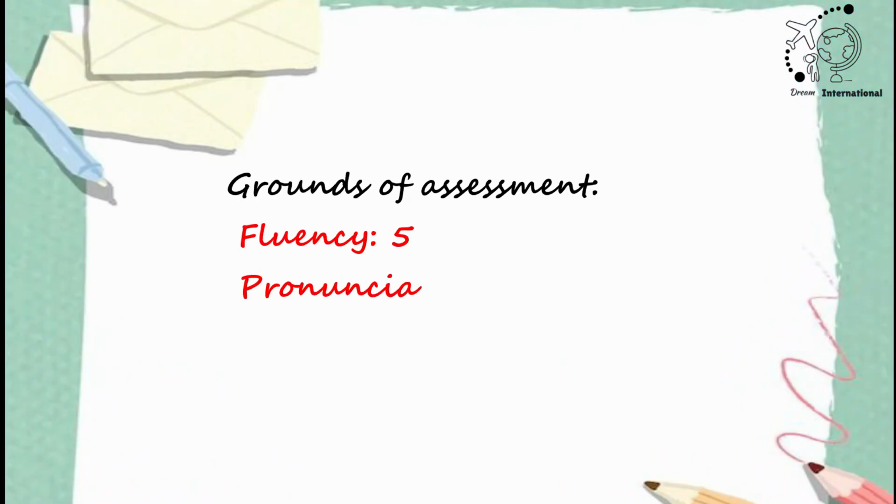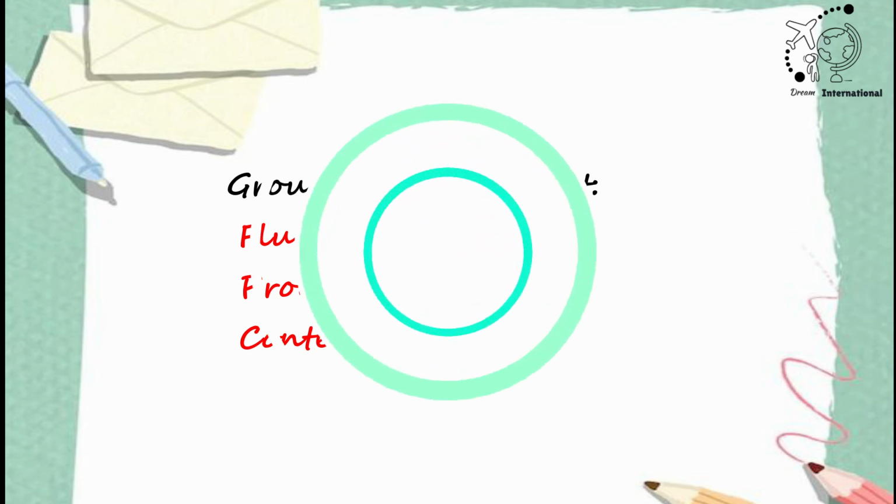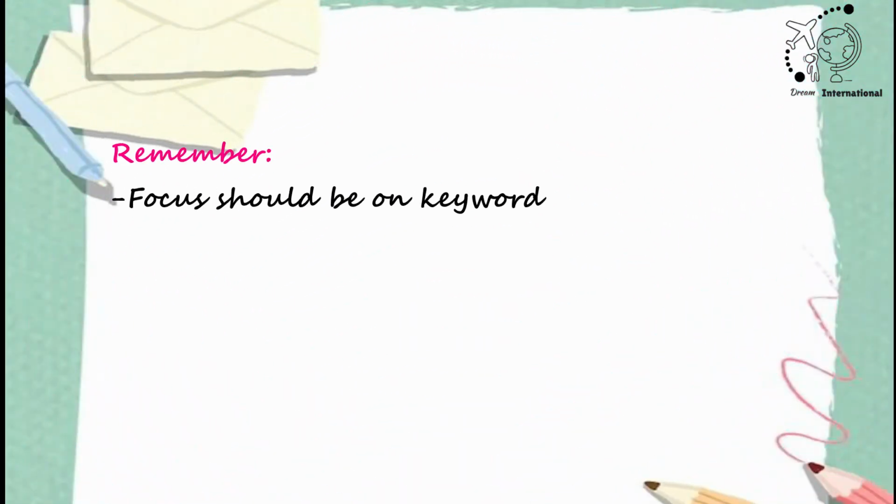Now let us check the grounds of assessment. First of all, fluency, I'm going to give you 5 points here also. Pronunciation, 5 points, and content, 5 points. So if you answer the describe image question nicely and clearly, you will be able to score 15 points.